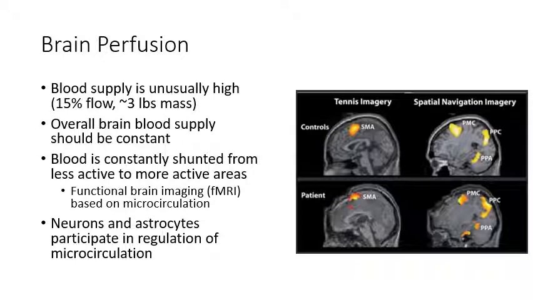Also in the brain, you have the neurons and astrocytes helping to regulate microcirculation. So those would be responsible for kind of letting the capillaries know which areas are more active and need more perfusion, which areas are less active and don't need as much perfusion.